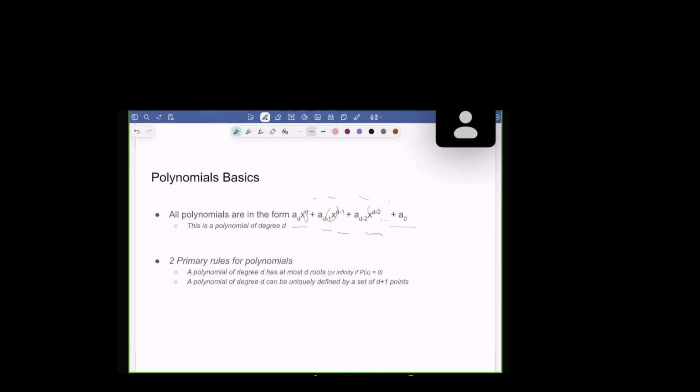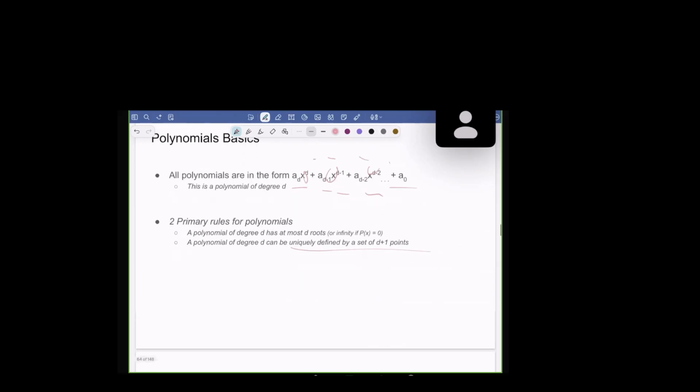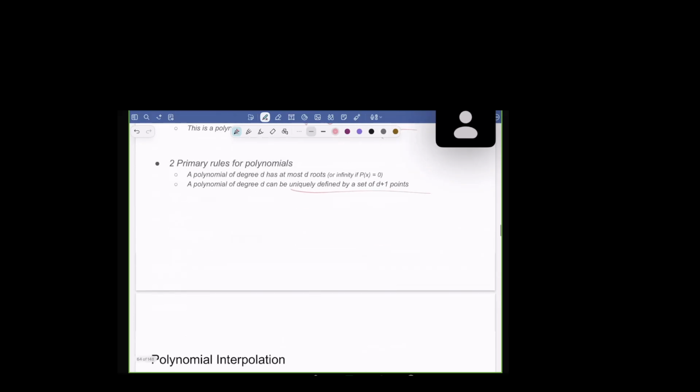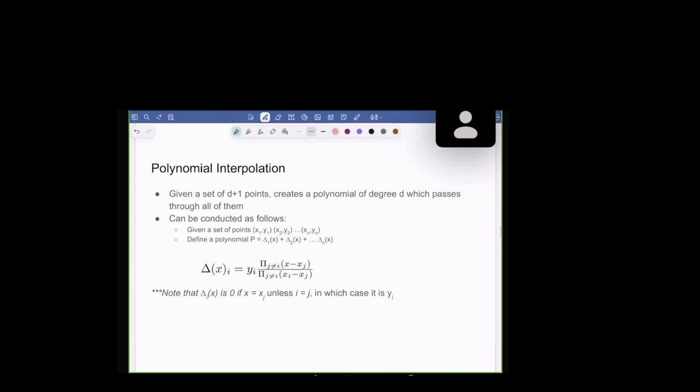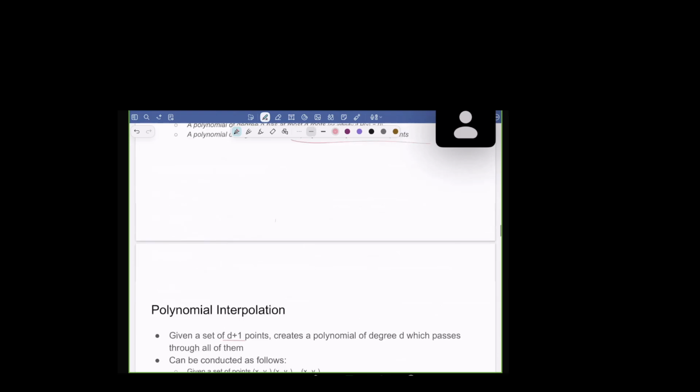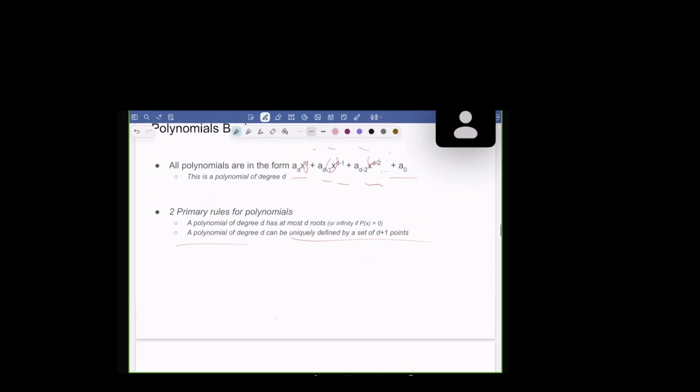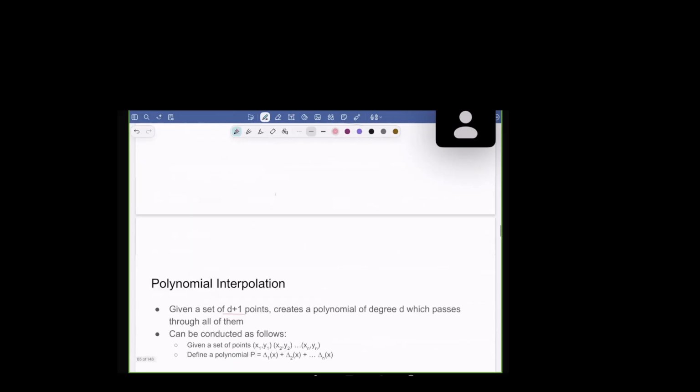Now, this is a very important one. A polynomial of degree d can be uniquely defined by d plus 1 points. This is going to be very useful when we get to stuff like secret sharing. It'll make sense as to why. I'll just put interpolation as well, now that I'm going into it. Given a set of d plus 1 points, you want to create a polynomial of degree d which has all of those points. So recall this fact. Put it in your cheat sheet, write it down. Very useful for the polynomial section.